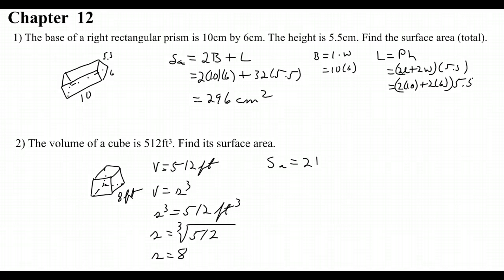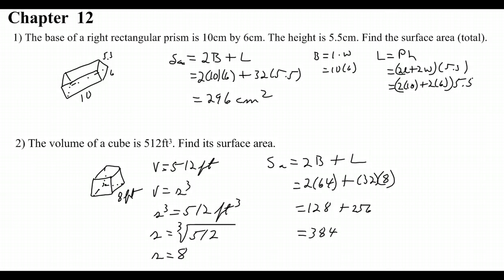Surface area is twice the base plus the lateral area. In this case, twice the base. The base is 8 times 8, which is 64. The lateral area is adding all 4 sides, so 4 times 8 is 32, multiplied times the height, which is also 8. So that is 128, and that is 256. So together I have 384, and that will also be square feet.